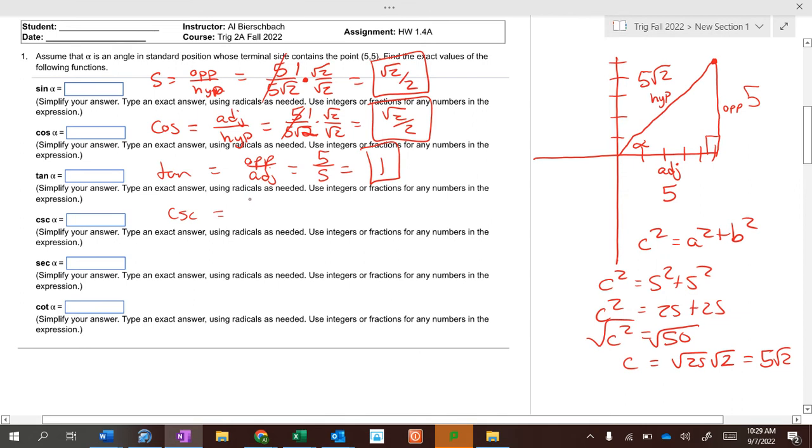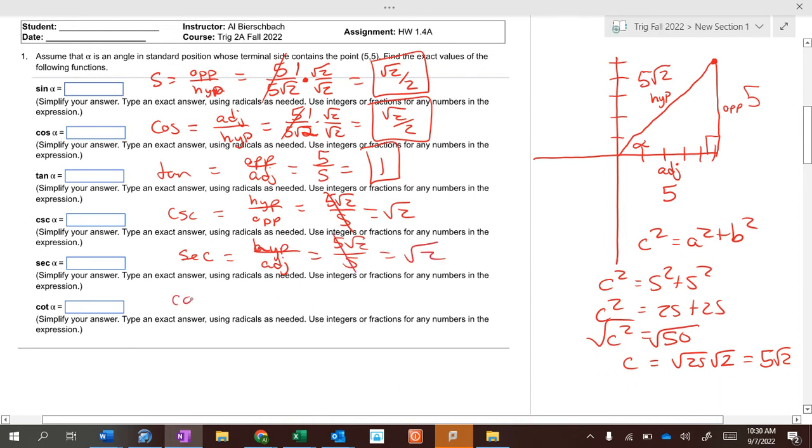Okay. Cosecant is a reciprocal of sine, so it's hypotenuse over the opposite. Hypotenuse over the opposite is 5 square root of 2 over 5. What can we do? Cancels, so it's just square root of 2. Secant is a reciprocal of cosine, so it's the hypotenuse over the adjacent. So it's 5 square root of 2 over 5, which is, again, square root of 2.